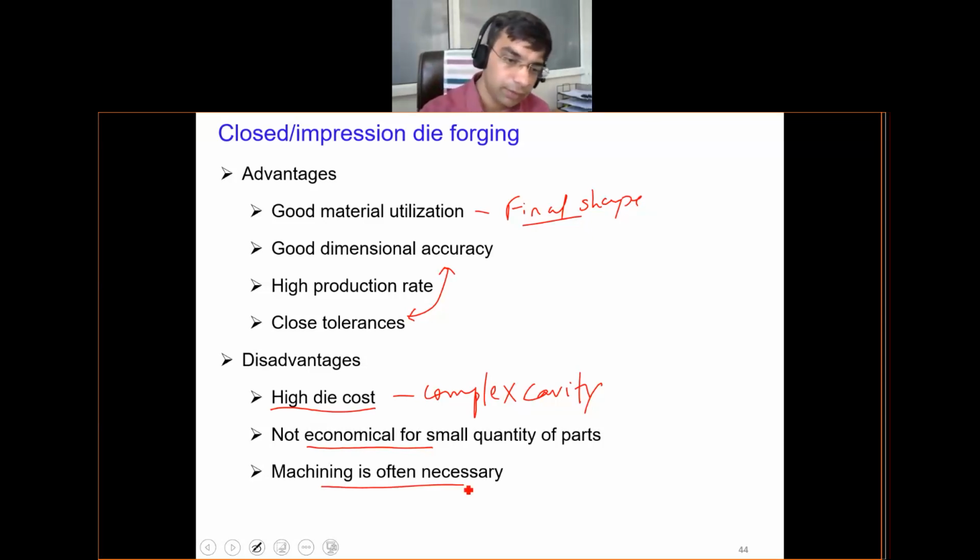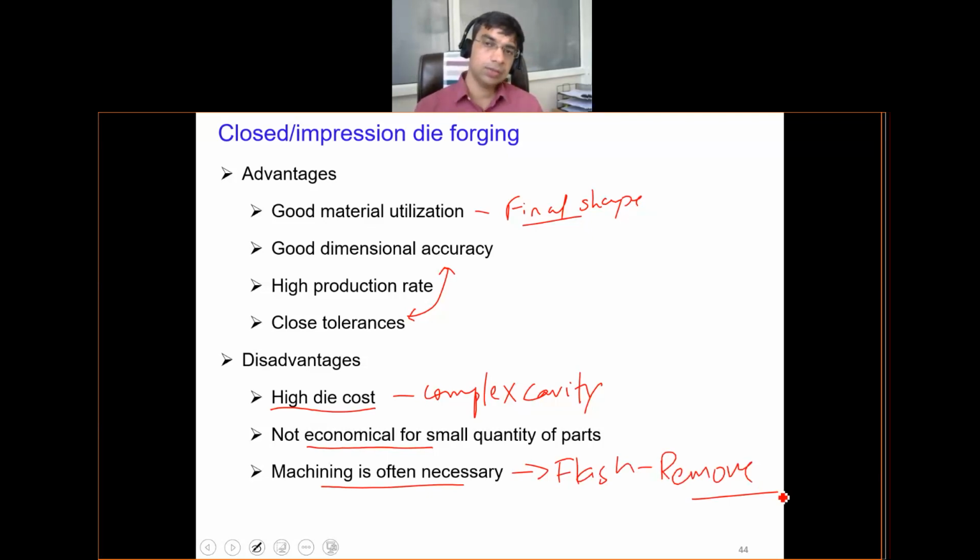And machining is often required. This is basically done to remove the flash which is produced in the process. To remove this flash, machining may be done, that too in some finishing operation kind of scenarios.